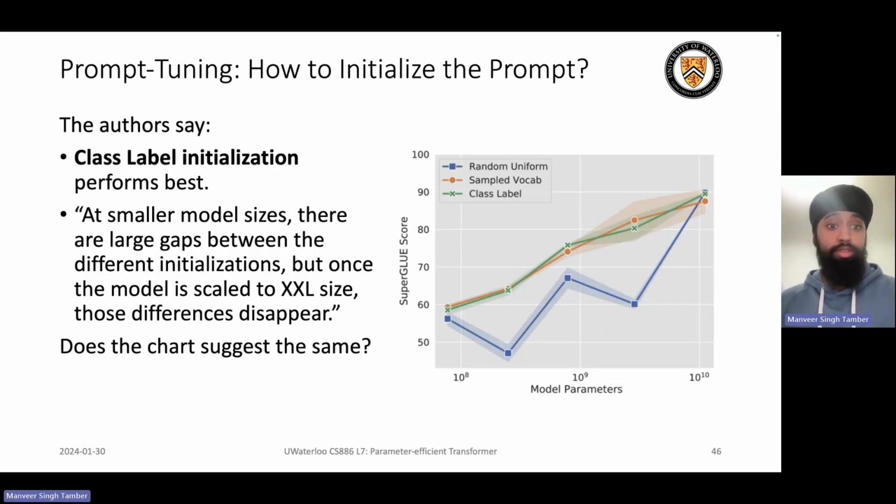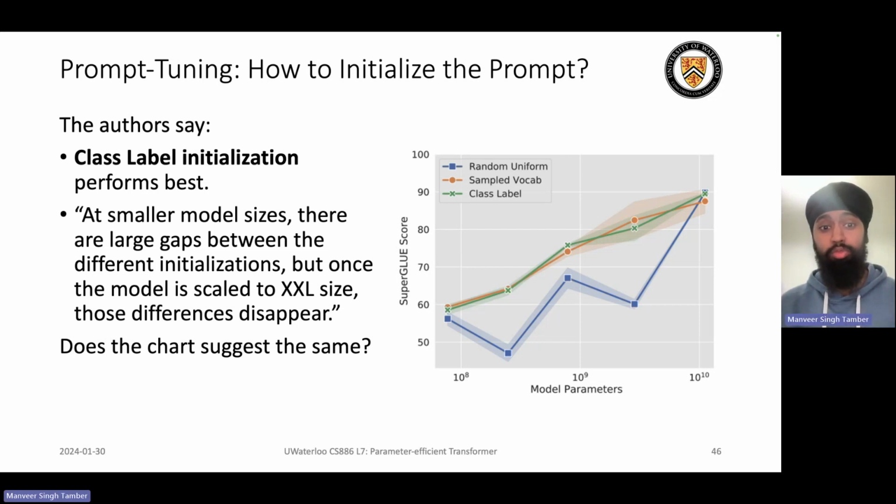Right, and what they find is that while they say that class label initialization performs best, and they also say that at smaller model sizes, there are large gaps between the different initializations, but once the model is scaled up to the XXL size, these differences disappear. But I wanted to ask, does the chart suggest the same? And so here we have a chart where the x-axis is model parameters, and the y-axis is the average SuperGLUE score. And then we have the 3 methods: random uniform, sampled vocabulary, and class label. And first they say class label initialization performs best, but I think the chart suggests that basically class label initialization and sampled vocabulary perform very similarly, and they walk hand in hand.